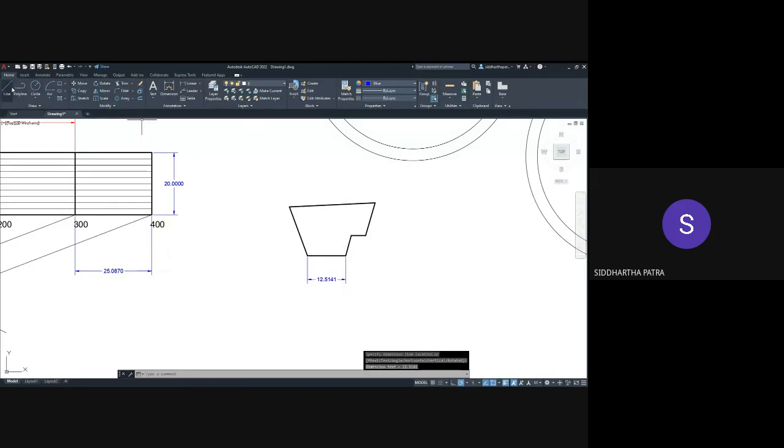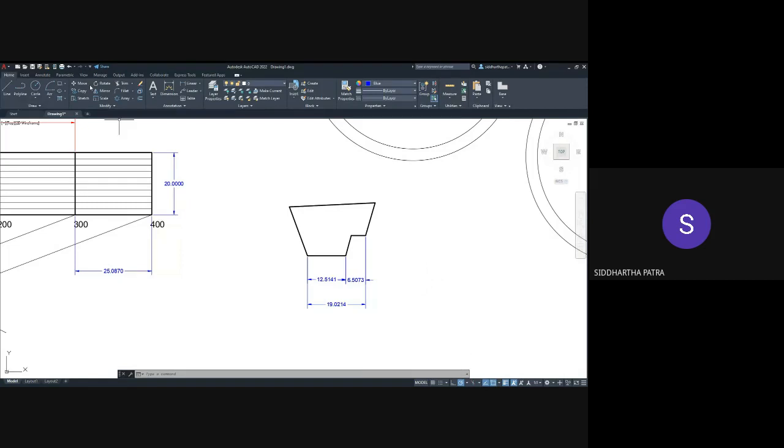So you are dimensioning this one, as well as you are dimensioning this one. Now you could either represent the dimension like this, or you could represent the dimension, let's say, up to this, similar to this one. Okay, these two are allowed.